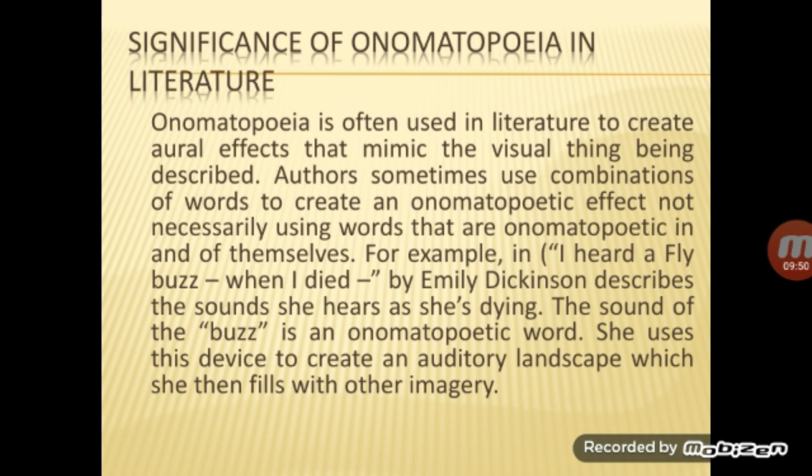Okay, with this discussion, I'm sure you got the point. What is onomatopoeia? What are the examples of onomatopoeia in literature and other day-to-day language? And what's the significance of onomatopoeia in literature?